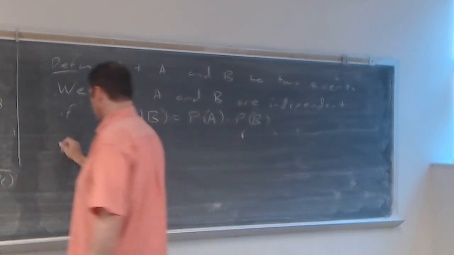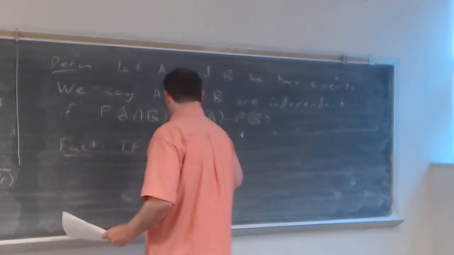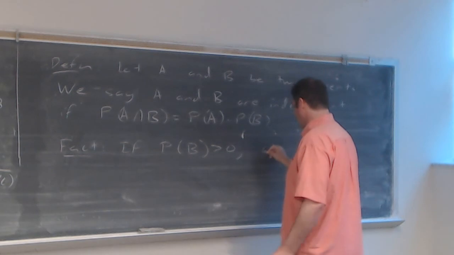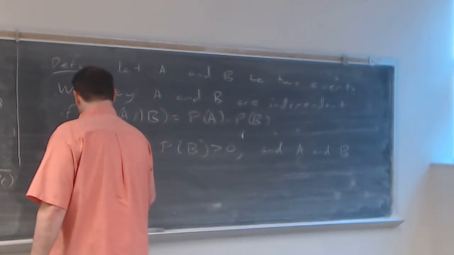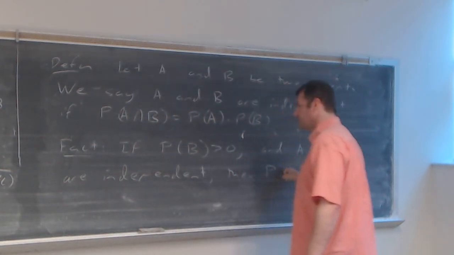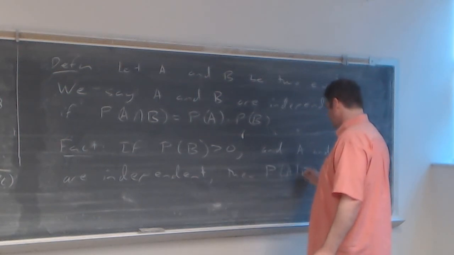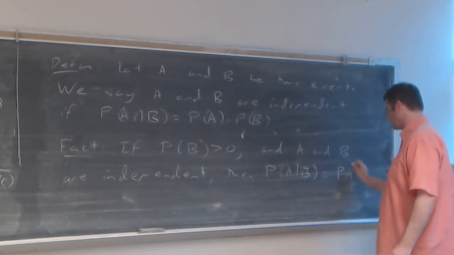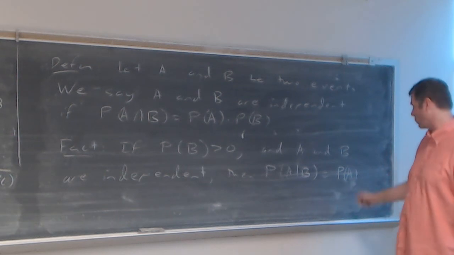Let's look at a fact, and then we'll do an example. As a fact, if the probability of B is greater than 0, or non-zero, and A and B are independent, then the probability of A given B is equal to the probability of A. So we think of independence really meaning that if A and B are independent, if you know one of them happened, it doesn't affect the chance of the other one happening.